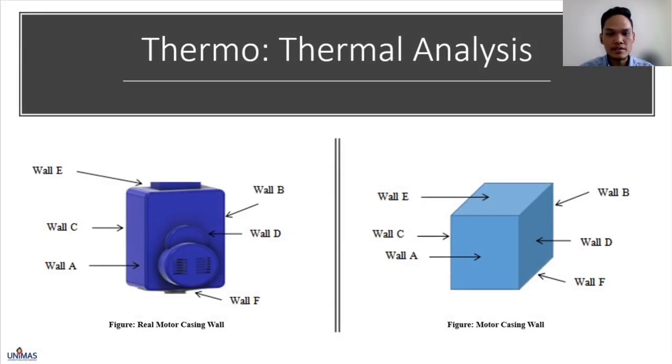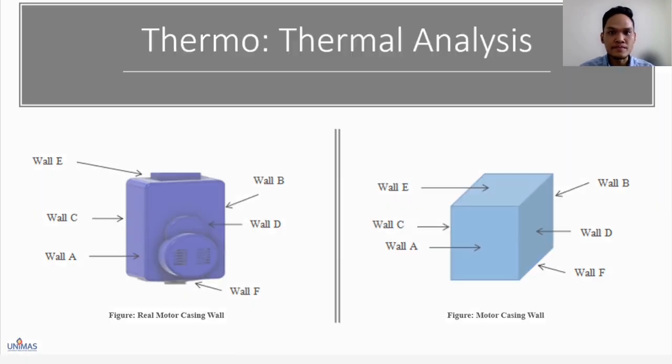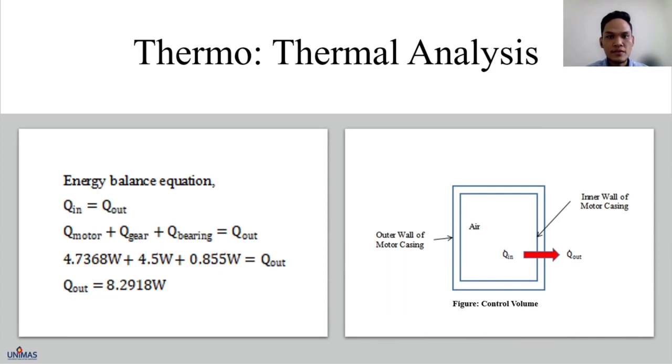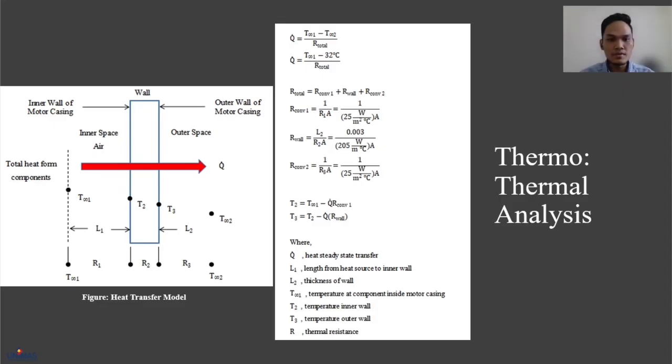Next is the thermal analysis of our design. We assume the motor casing of our design is a cube that has 6 walls, as shown in the figure. The energy balance for the thermal analysis is heat in equals heat out. Therefore, heat in is the heat produced by the components, and the heat out is 8.2918 watts. The figure below shows the control volume of the analysis, and the heat transfer model for the thermal analysis of our design.